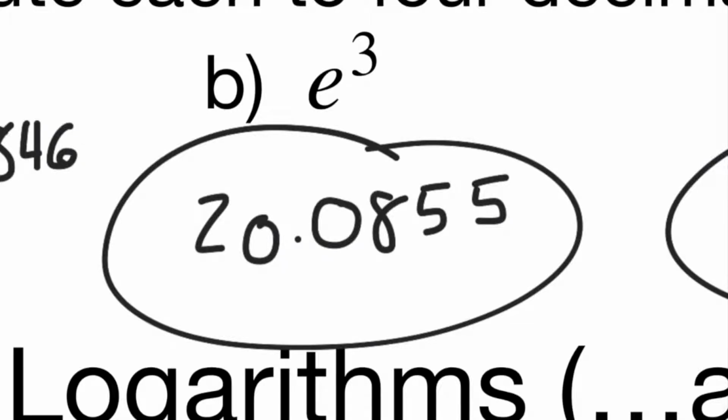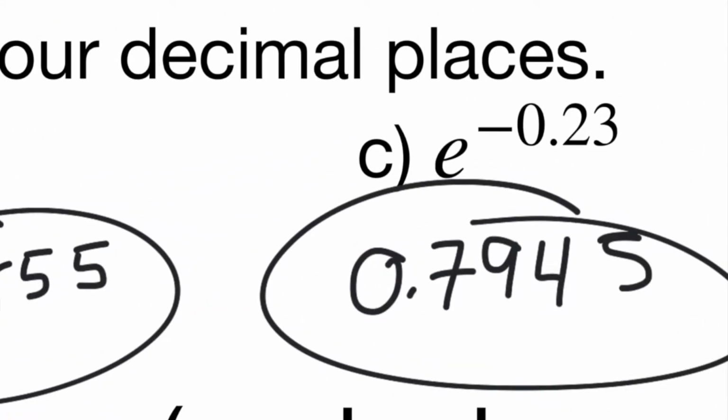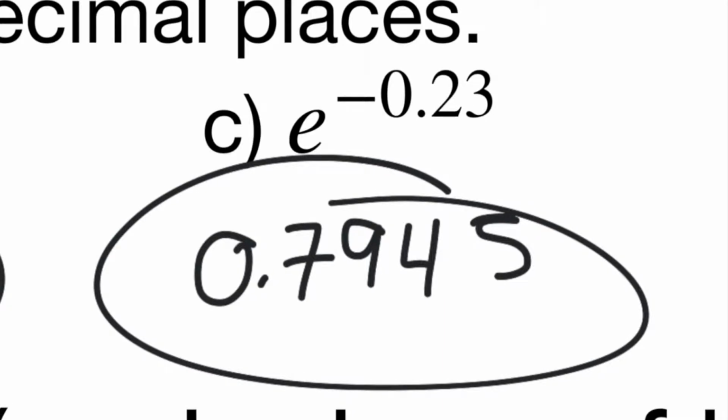e to the third is 20.0855. That's rounded, and it's this section. These problems get a lot easier when you remember e is just a number. It's about 2.7. 2.7 to the third power is about 20.0855, and you can type this into a calculator also.